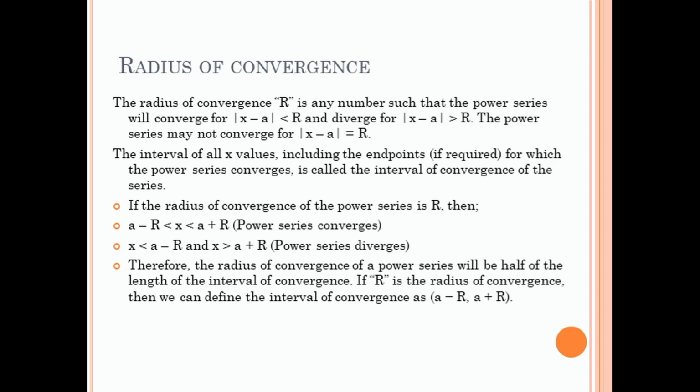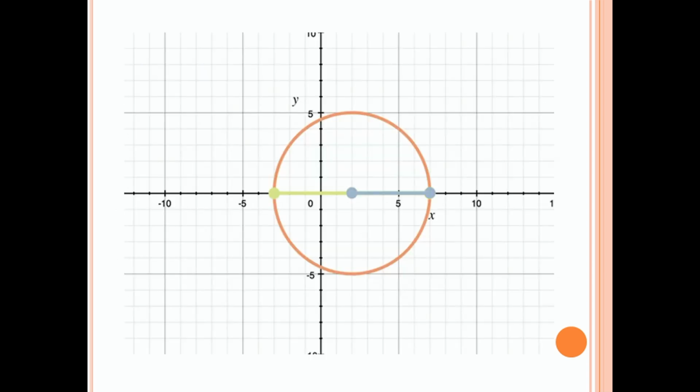If R is the radius of convergence, then we can define the interval of convergence as (a minus R, a plus R). In general, every power series converges inside the circle and diverges outside the same circle.